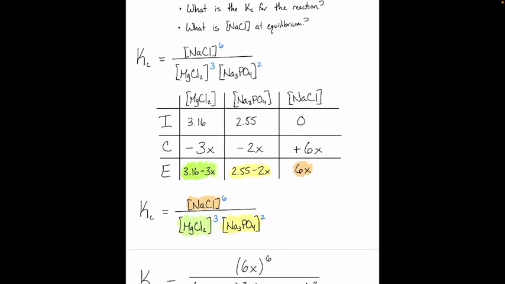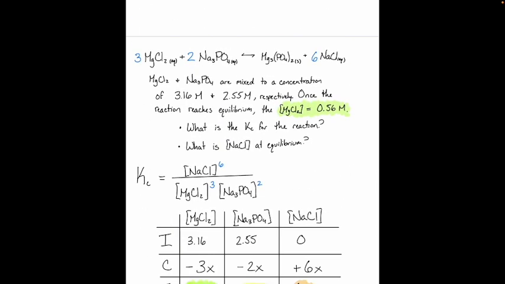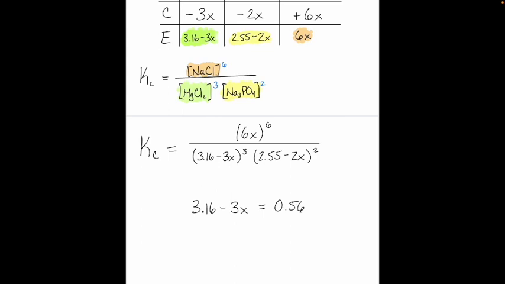So now I know that my 3.16 minus 3x is equal to 0.56. So then I can just do some simple algebra here in order to solve for x. Okay, and I get that x is equal to 0.86666 repeating. Just going to put a bunch of decimals on there. All right, and I'm done.